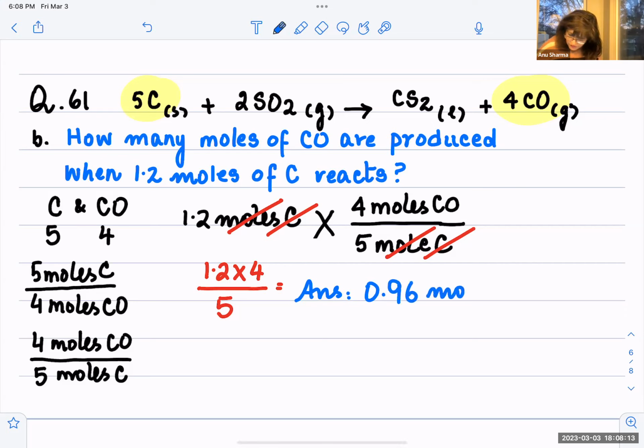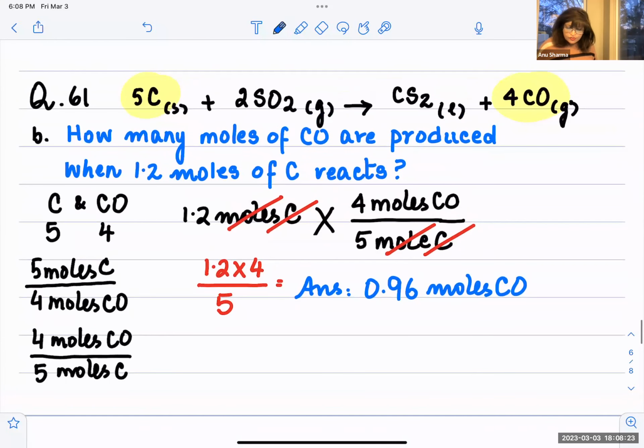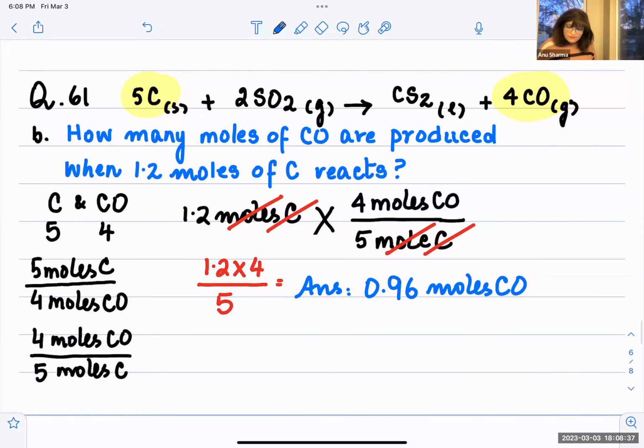96 moles of carbon monoxide. All right, so that's the answer. So that's like mole to mole conversions basically. And now you can do the same thing if you're looking at the relationship of carbon with sulfur dioxide, or the relationship of carbon sulfide and carbon monoxide, or carbon disulfide with sulfur dioxide, and so forth. So the same process, okay?